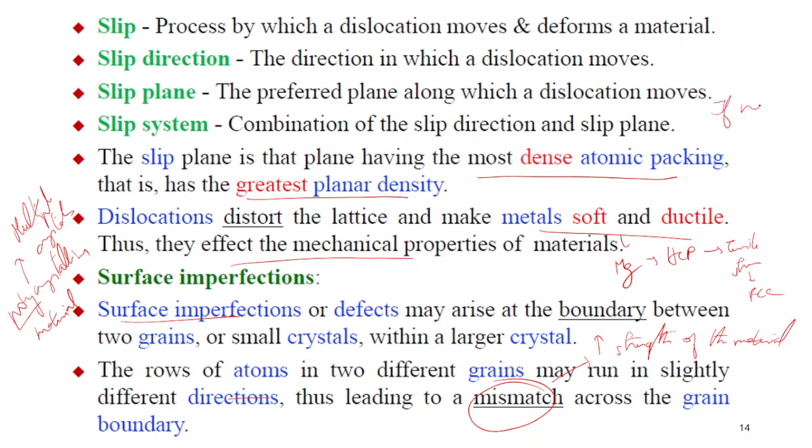If there is no mismatch, then it will result in cross slip. Cross slip means, as we already know, it is easier failure. So let's just see the dislocation movement video.